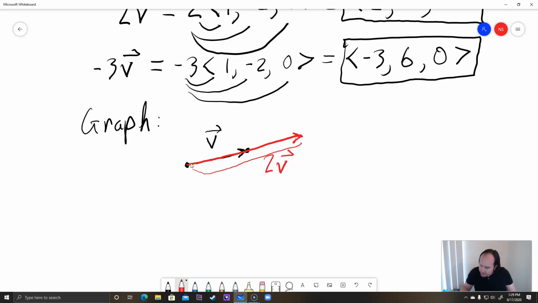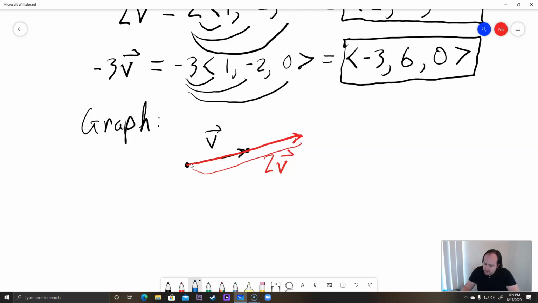And then if you multiply it times negative 1, for example, or in our case, negative 3. Oh, my kitty's here. Say hi to the camera, Max. Hi to the camera. Okay.